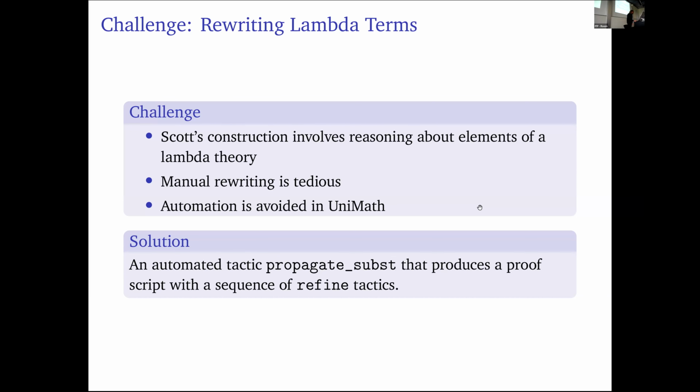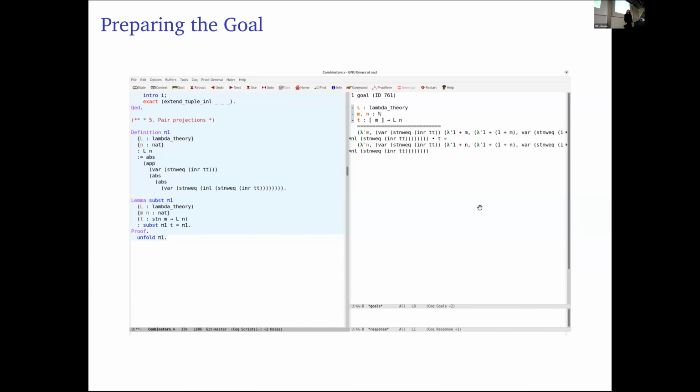In this way, I think I have some screenshots here to explain how it works. Suppose we want here to prove something about lambda terms. So L is a lambda theory, and T is a family of lambda terms. Then one could try to prove something about a substitution.